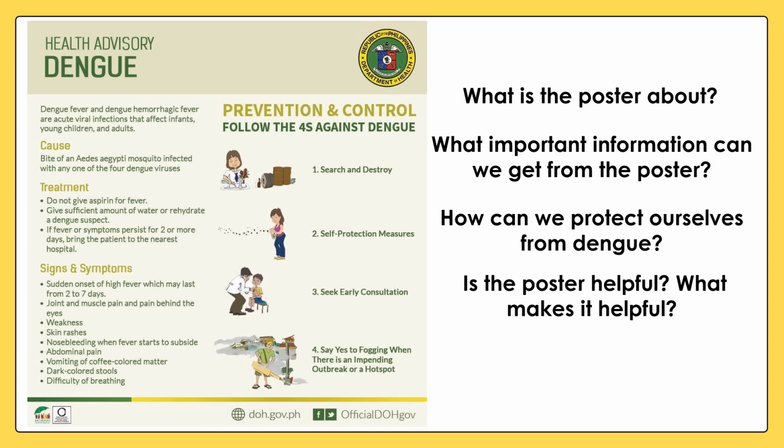Okay, exactly. So we can protect ourselves from dengue if we will follow the 4S against dengue. And these are, number 1, search and destroy. Number 2, self-protection measures. Number 3, seek early consultation. And number 4, say yes to fogging when there is an impending outbreak or a hotspot.